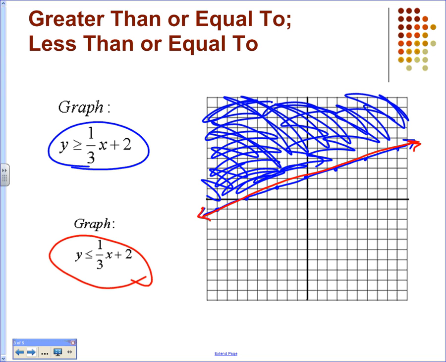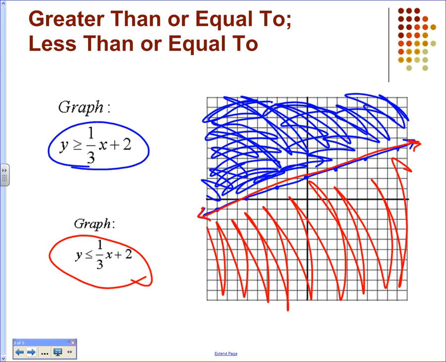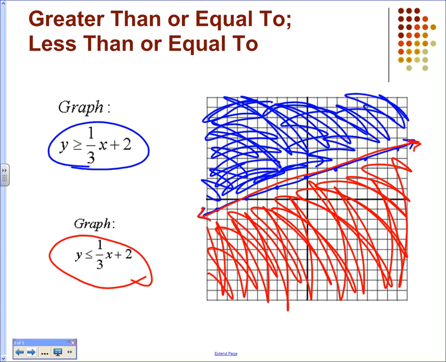Okay. What about this bottom one? Y is less than or equal to? The bottom. Greater than or less than? If it's greater than, it's above. It's bigger. So less than, below. If it's greater than, it's above. If it's less than, it's below.